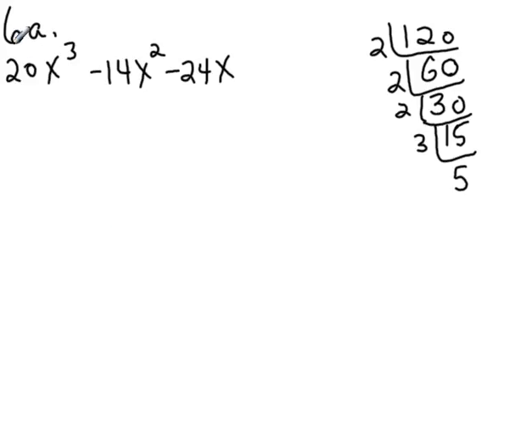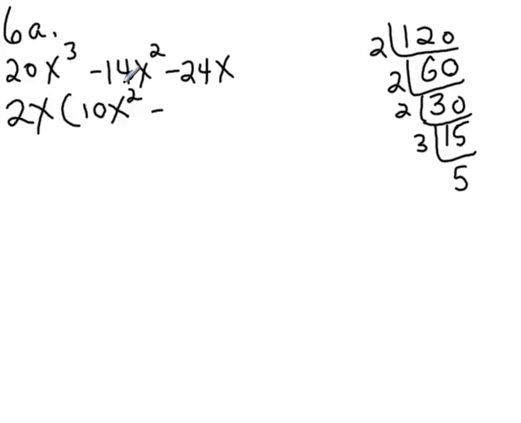And this one does. In 20, 14, and 24, the common number is 2. And in x cubed, x squared, and x, I have a common x. So I'm going to factor those out, which means divide them out of each of the terms. 20 divided by 2 is 10. X cubed divided by x is x squared. Remember, you subtract exponents when you're dividing.